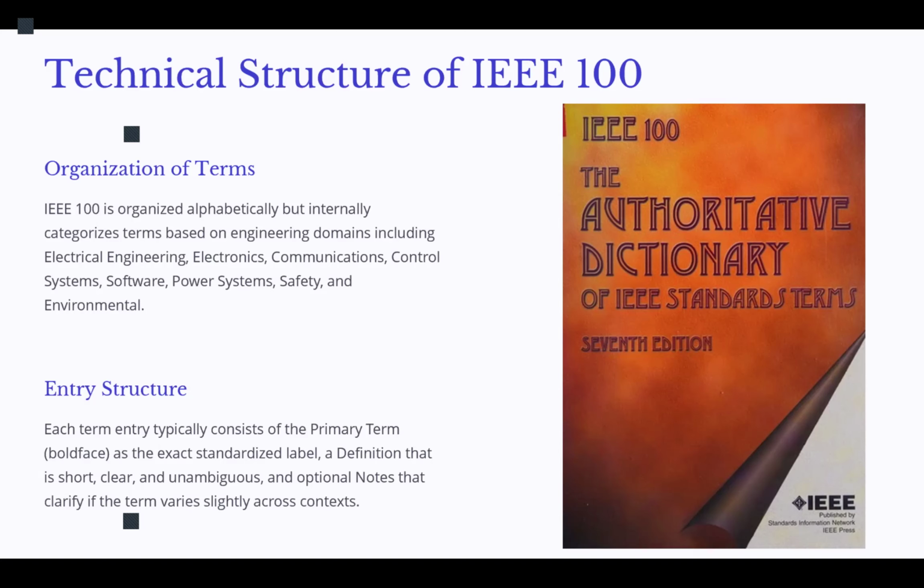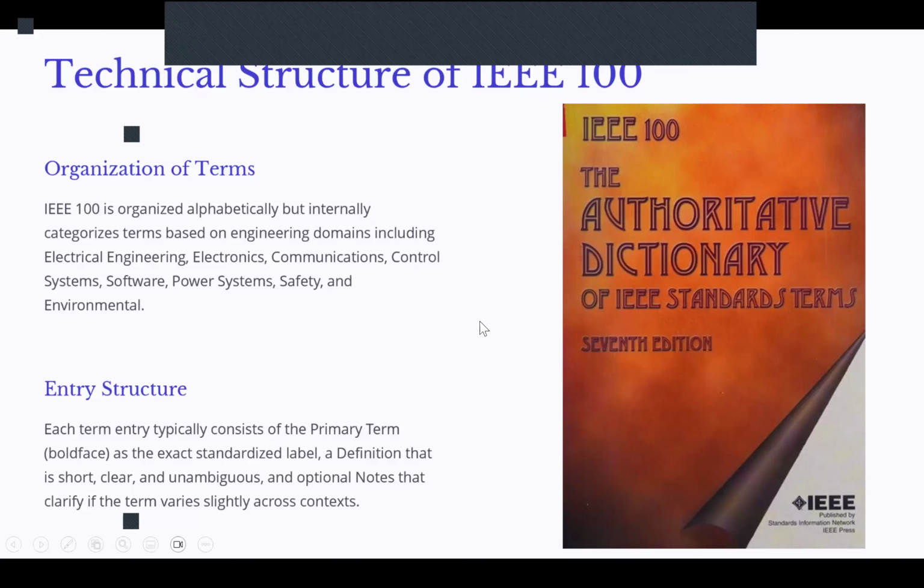Normally, when you open up the IEEE 100, you see the list of words. The term itself is normally in boldface, and it is followed by the exact, precise, quantitative definition. Some of the terms might have a note that helps clarify those definitions for the audience. But this is basically the structure of IEEE 100.